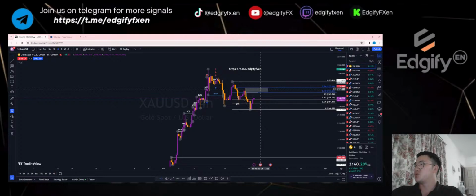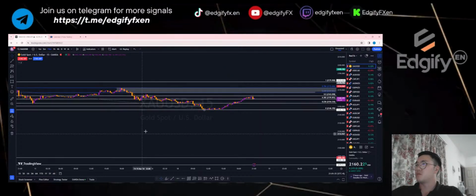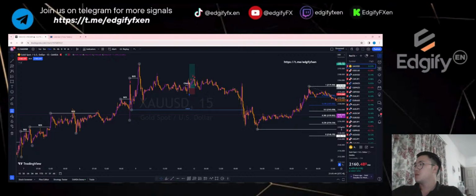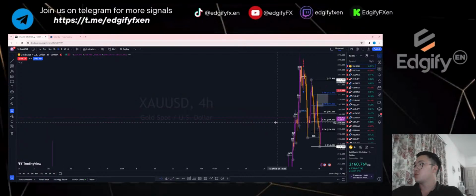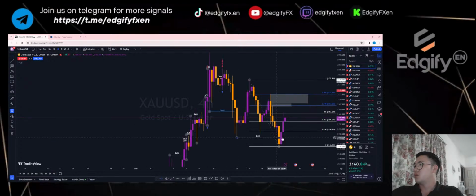This is my zone. If we look back on the 15, it also correlates to where my hour 4 is, the break of structure that I've marked. If you can see this line here, it's the same as my hour 4. This fib level is the same, and this zone as well. On hour 4, this is my high, this is my low, taken out.